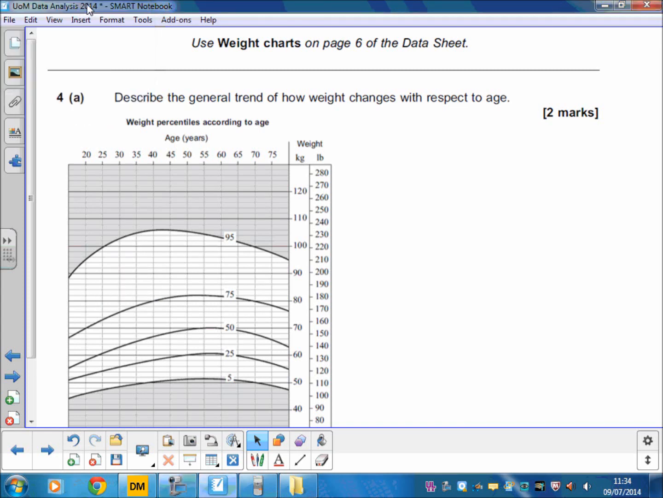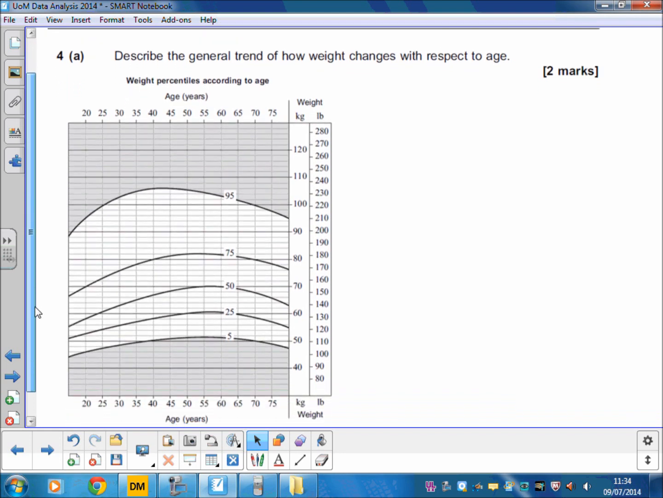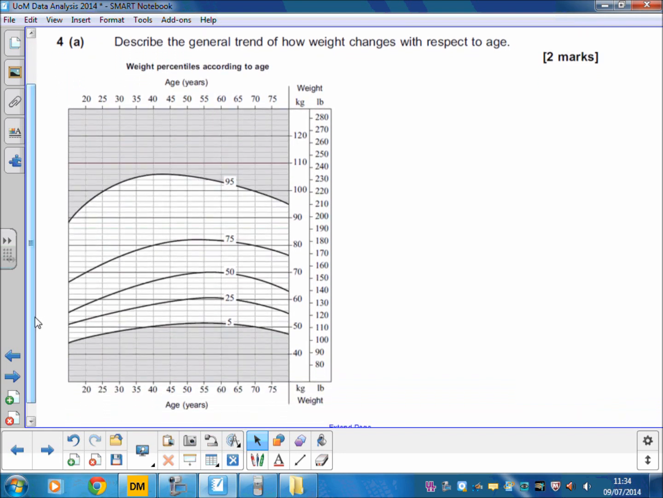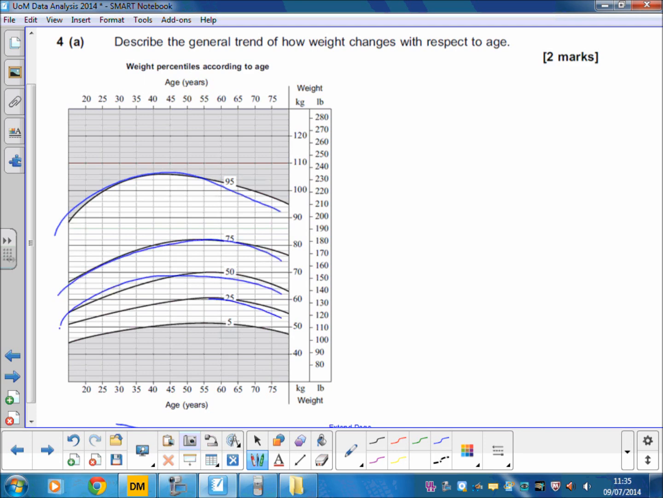On to question 4. Now this is to do with the weight charts at the end of the data sheet. First one, we just want the general trend of what happens with weights with respect to age. So I'm going to look at the chart. Here's your chart, and you can see the general trend is that as age increases, weight is going up and then back down again. This is the same for all the percentiles if you have a look.